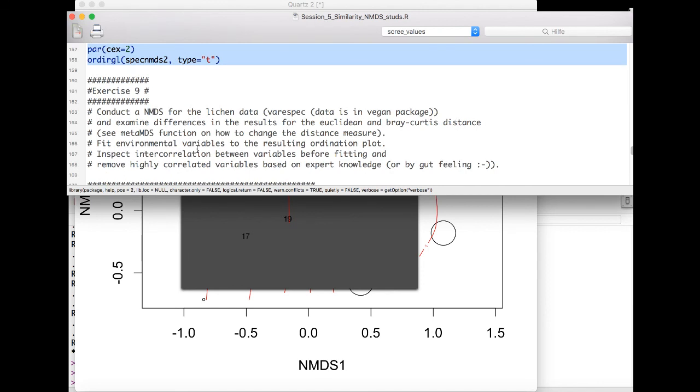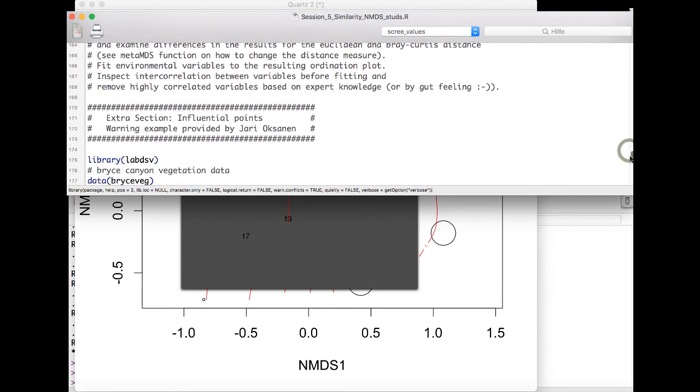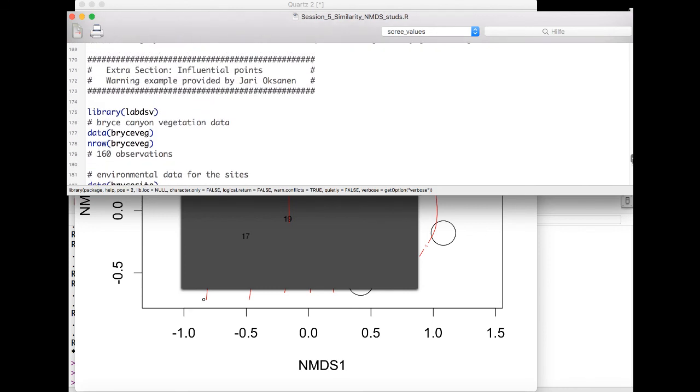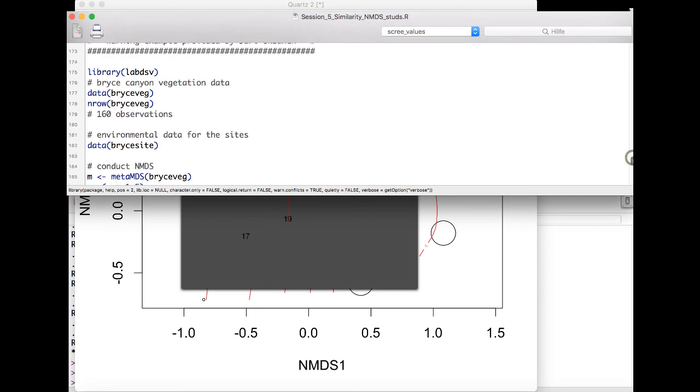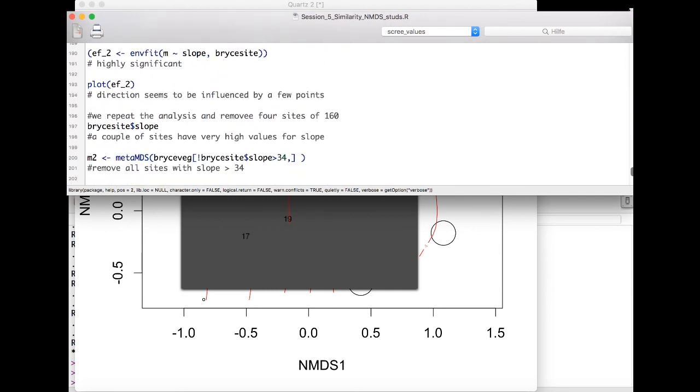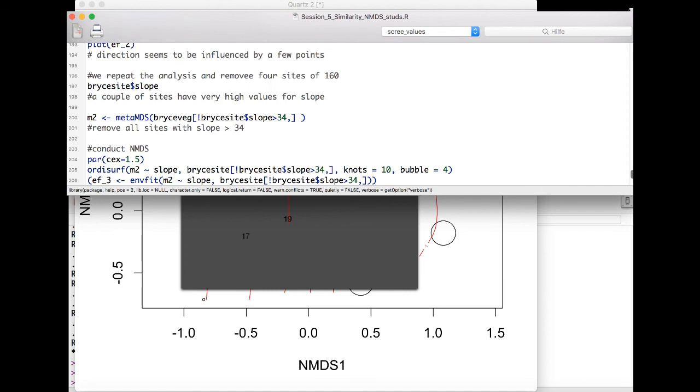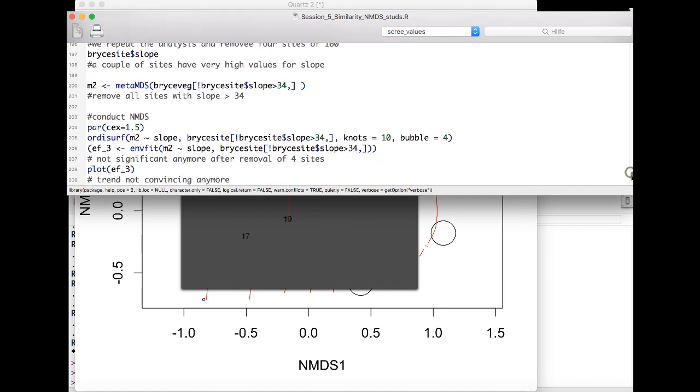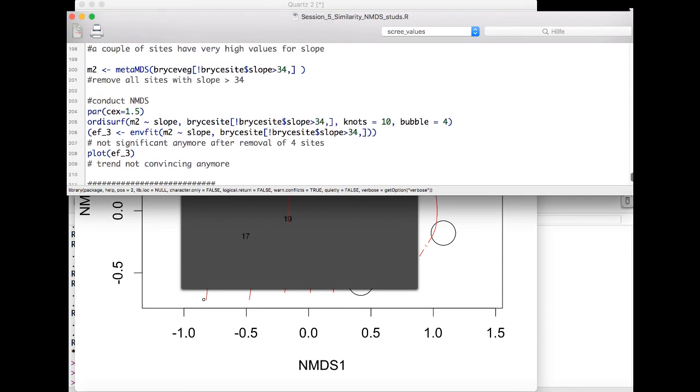In the following you should do an exercise using the lichen data that we have used before in the course. And here's also an extra section that provides a warning example regarding interpretation of linear gradients in the data set, and that plotting of the data may actually provide you with some information, or should always be done to provide you with some feel of whether this linear gradient really exists in the data.